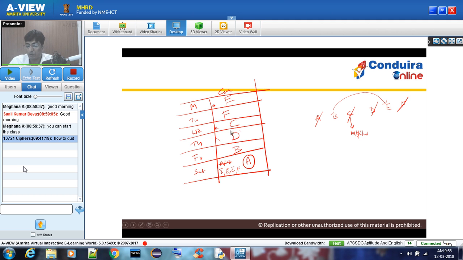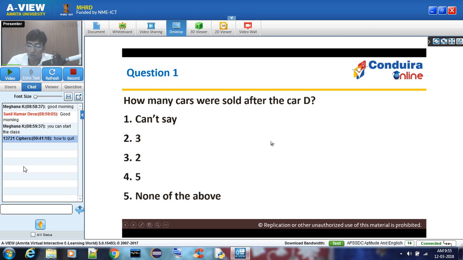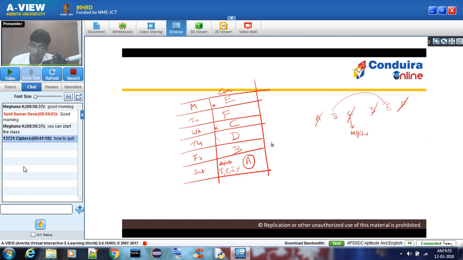Now let us see how to mark the answers for the table that we have already derived. So what's the data we have? E, F, C, D, B, A. How many cars are sold after the car D? After D we have B and A, that is 2 cars.